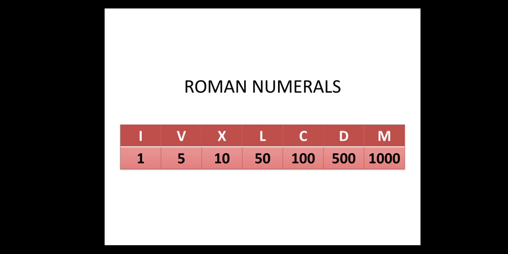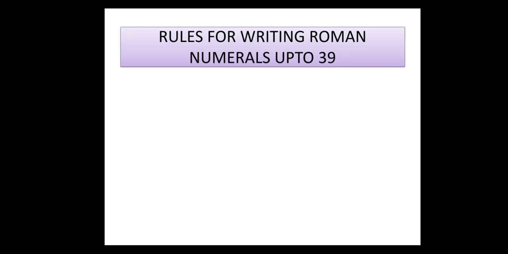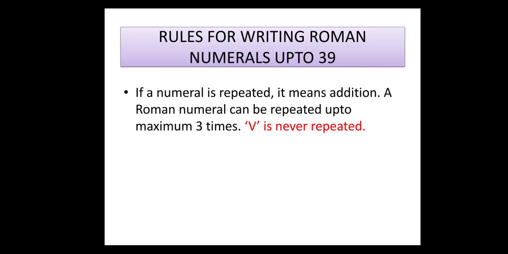In class 3, you have Roman numerals up to 39 only, and up to 39 we are going to use only 3 symbols I, V, X. So before forming the Roman numerals, we will see some rules related to them. Rule number 1 says if a numeral is repeated, that means it is addition. A Roman numeral can be repeated up to a maximum of 3 times. And note it, V is never repeated.